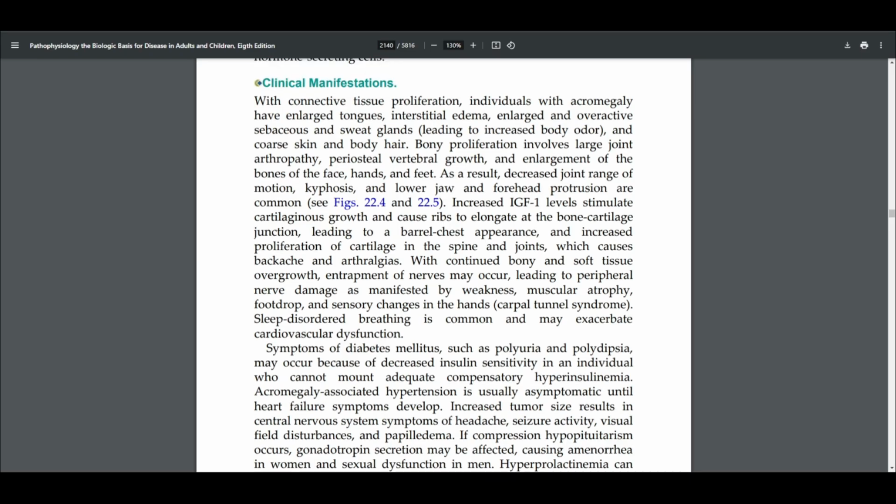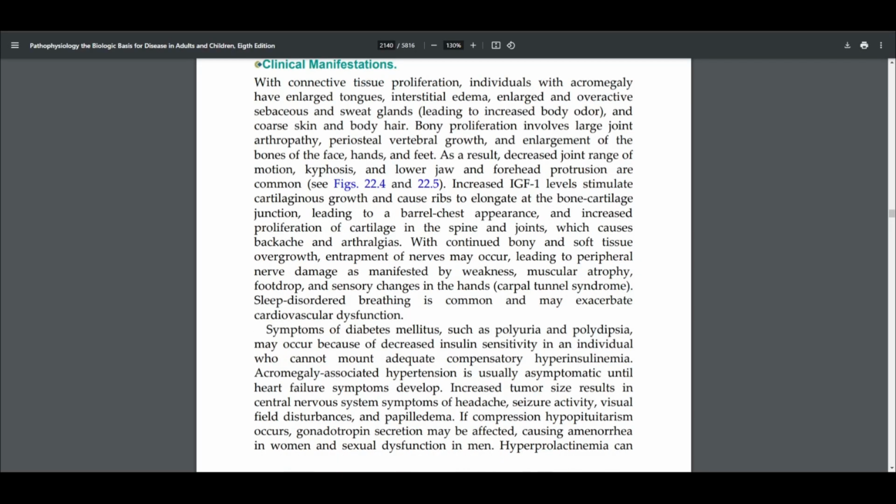So what clinical manifestations do we see? With connective tissue proliferation, individuals with acromegaly have enlarged tongues, interstitial edema, enlarged and overactive sebaceous and sweat glands, and coarse skin and body hair. Bony proliferation involves large joint arthropathy, periosteal vertebral growth, and enlargement of the bones of the face, hands, and feet. As a result, decreased joint range of motion, kyphosis, and lower jaw and forehead protrusion are common.